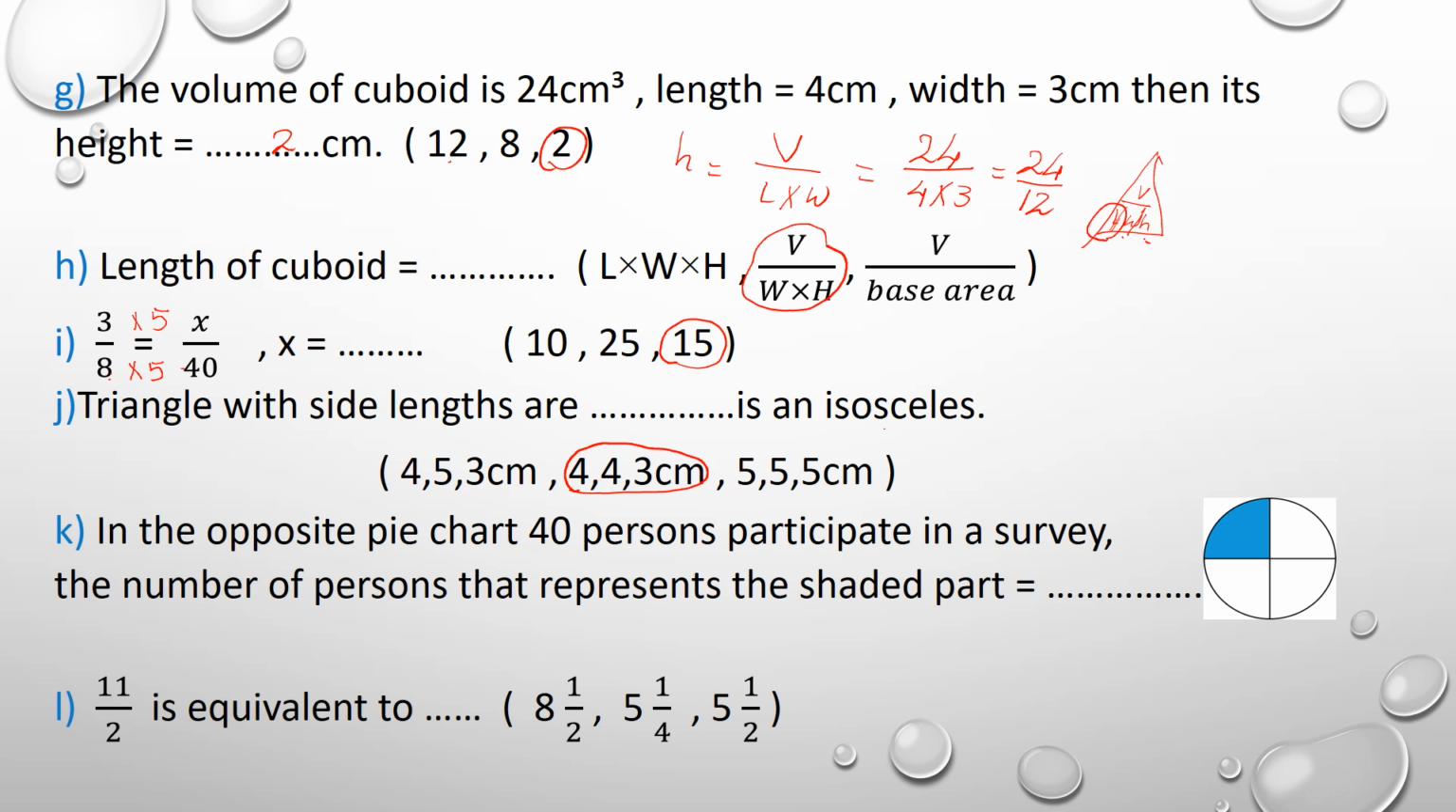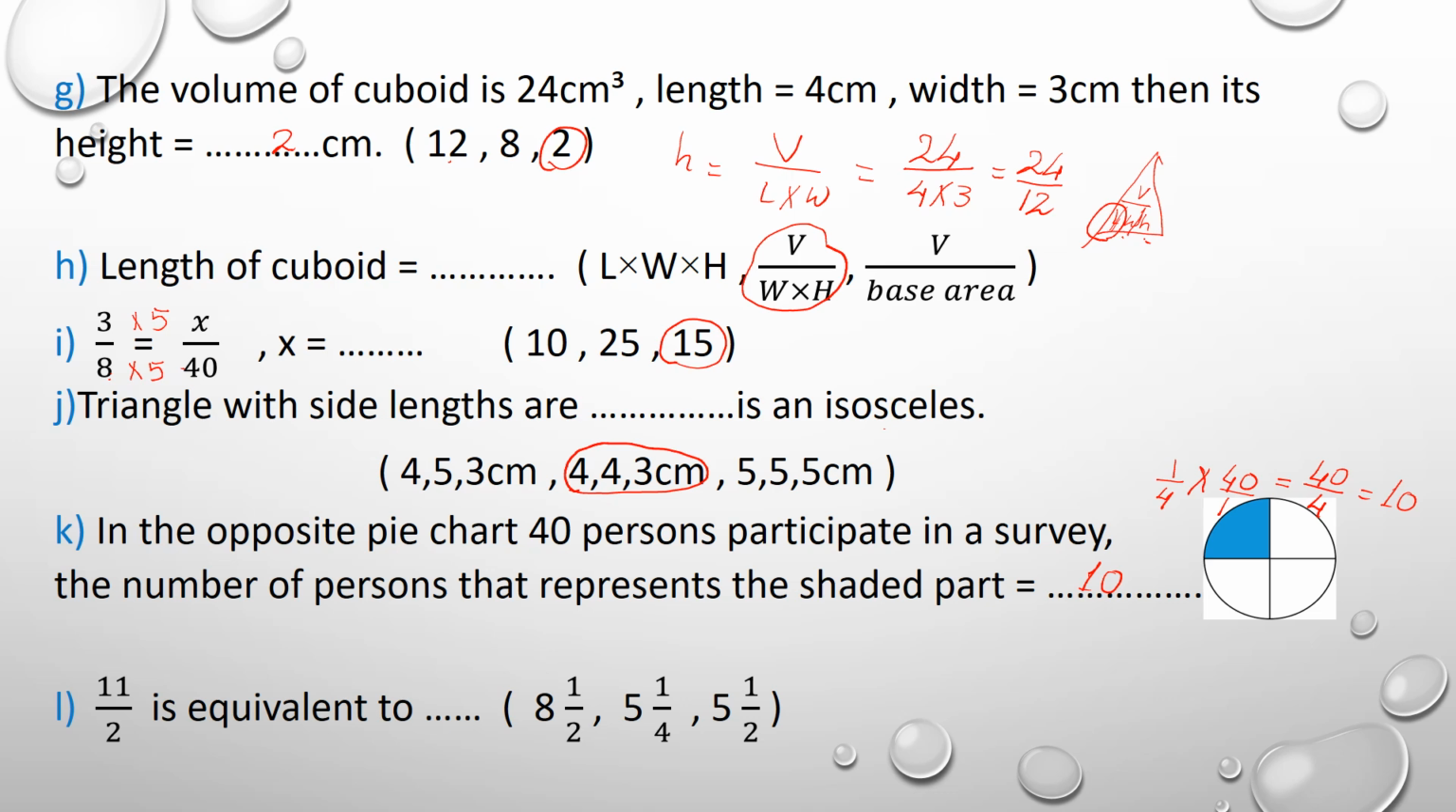In the opposite pie chart, 40 persons participate in a survey. The number of persons that represents the shaded part. Look at the shaded part. The shaded part is 1 over 4, quarter. And all persons are 40. So 1 over 4 times 40 equal, I'm going to put 1 here, 40 over 4 equal 10, so 10 persons participate.